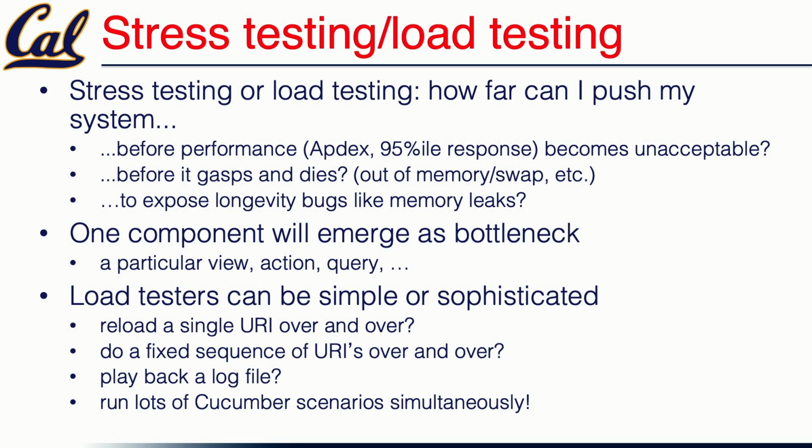You just give them a single URI and it just starts hitting your server as hard as it can to see when it dies. You can do more sophisticated things like here is a sequence of URIs, or here's a log file containing a sequence of URIs corresponding to the actions of a particular user. Replay those actions. Or kind of my favorite is if you've got Cucumber scenarios that are testing important workflows in your app, just get a setup that runs a lot of those at the same time, right?